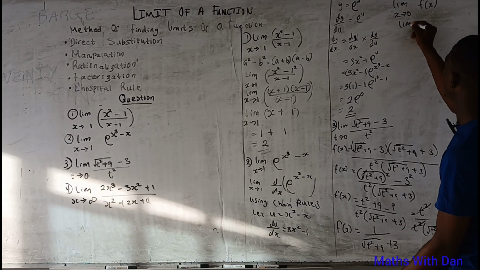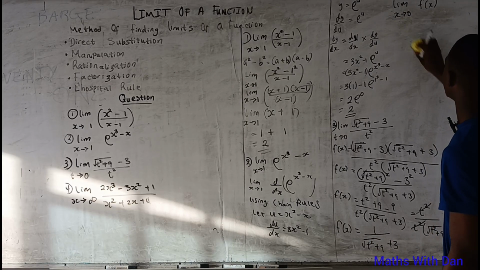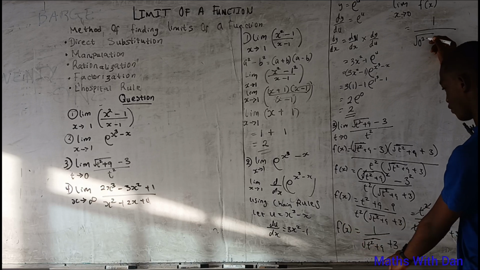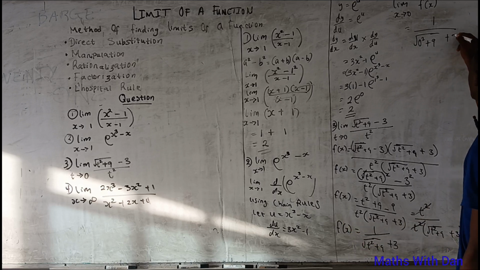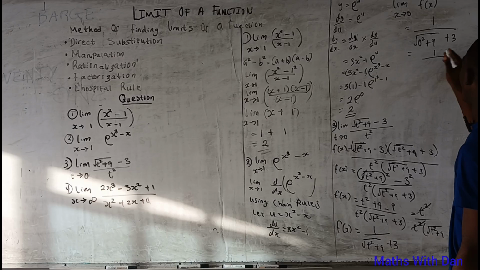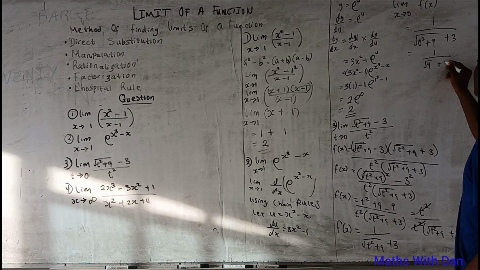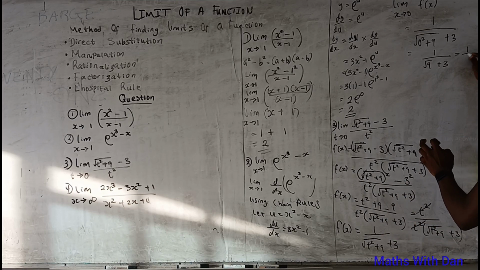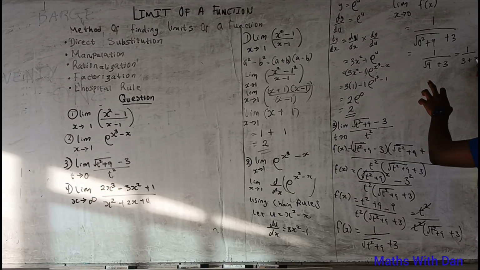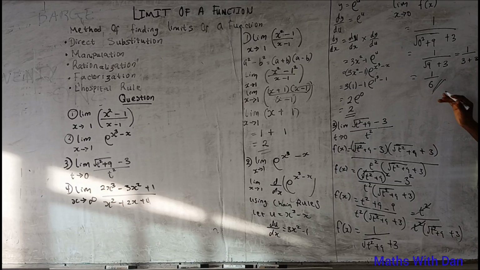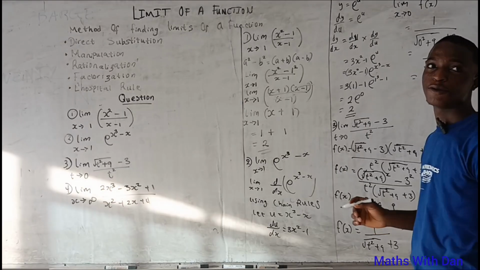And the function is what? We substitute it in the function, which is 1 over square root of 0 squared plus 9 plus 3. Then we have 1 over the square root of 0 squared, which is 0, plus 9, which is 9. Then that will be square root of 9 plus 3. You know that square root of 9 is 3. That will be 3 plus 3, which is 6. So that will be 1 over 6. That is the final answer for number 3.